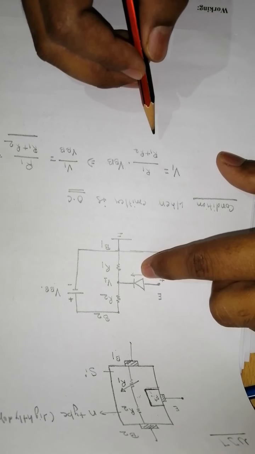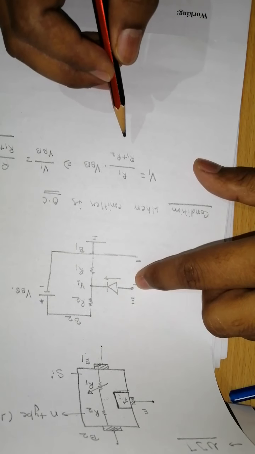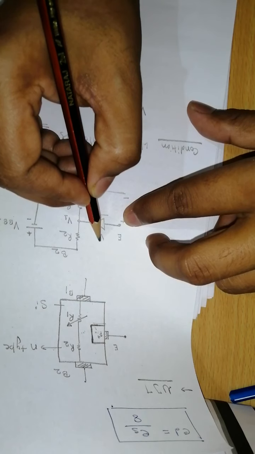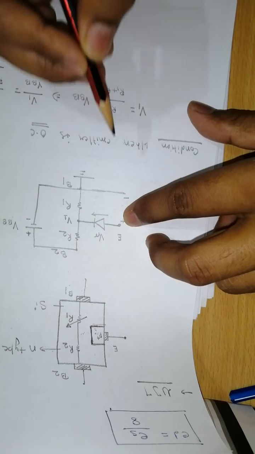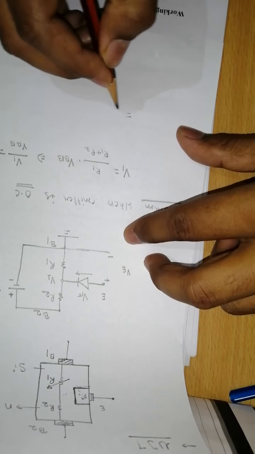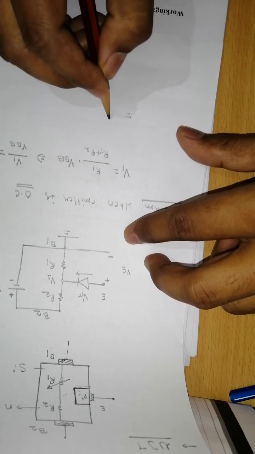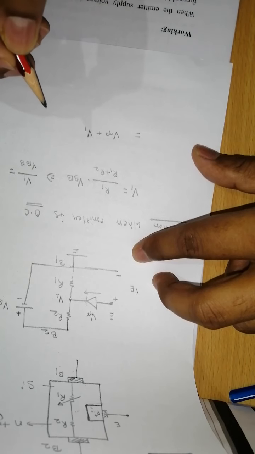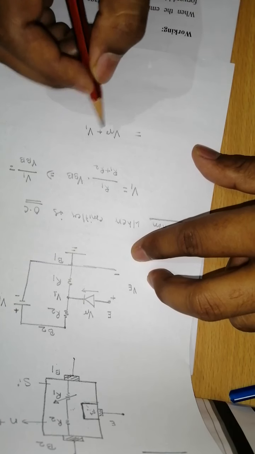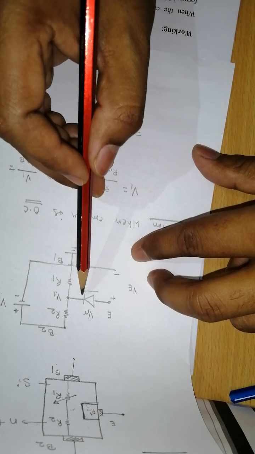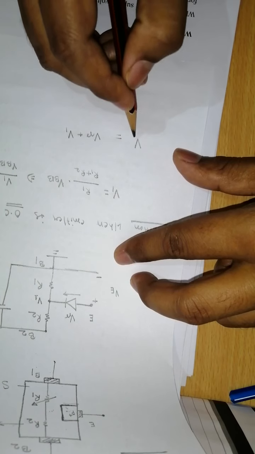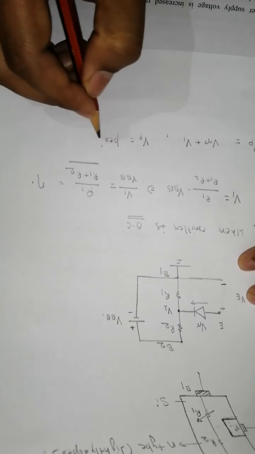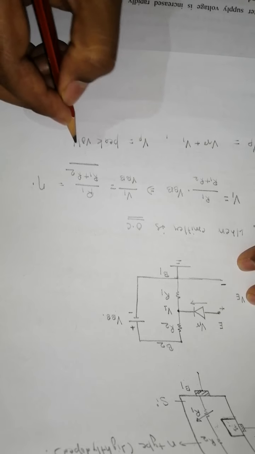Now if I want to make this device forward bias, how much voltage do we have to apply? Suppose the cut-in voltage of the diode is V gamma. So to make the diode forward bias, V gamma plus V1 is the voltage required, and we represent this voltage as VP. And what is VP? VP is simply the peak voltage.